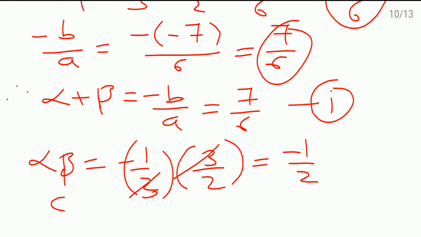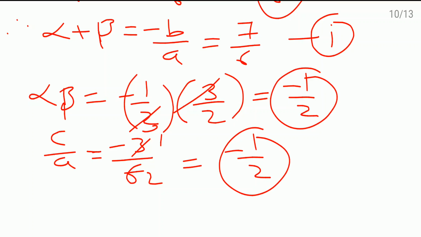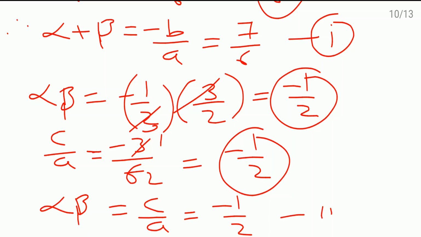And here c by a. Now the value of c by a. C is what? Minus 3. And a is what? 6. So here 3 ones are, 3 twos are, it comes as minus 1 by 2. See, both the values are the same now. So alpha into beta is equal to c by a, which comes as minus 1 by 2. This is the second one, right? From first and second, we come to know the relationship between the zeros and the coefficients this way, right?